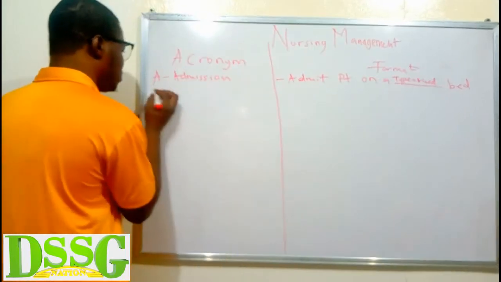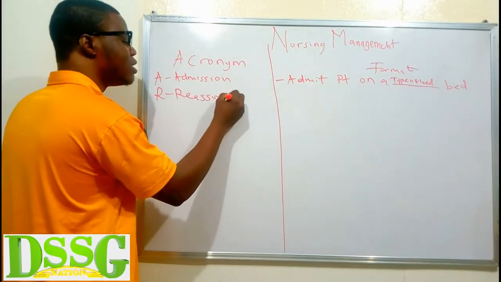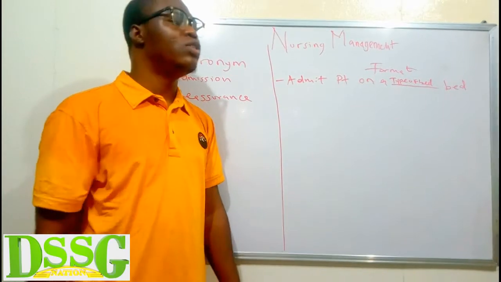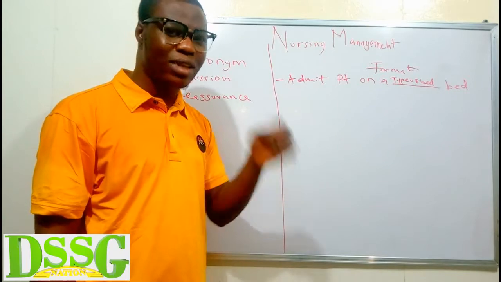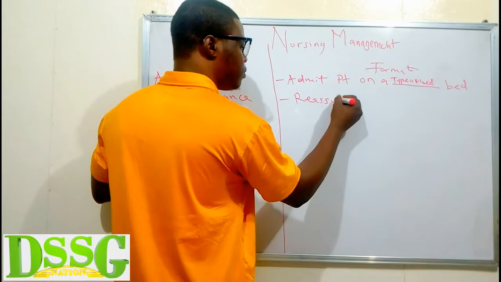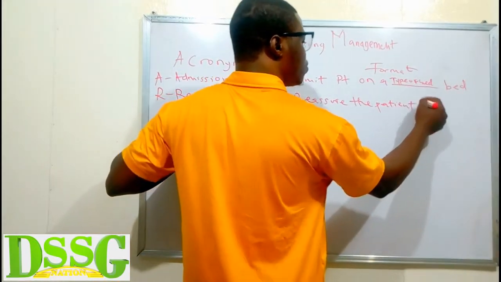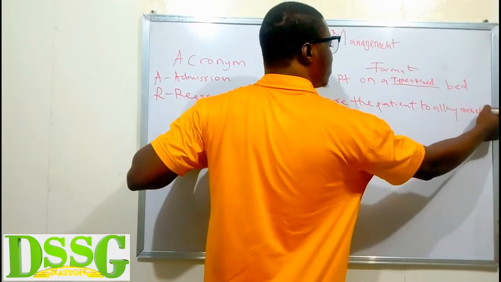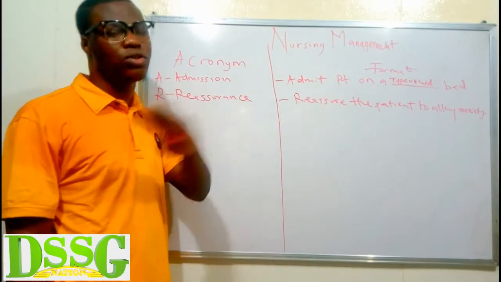Now the next one is R. The R is reassurance. This reassurance is constant throughout all the disease conditions. So even if you don't have this condition, that should not be a reason for you not to put it down. You must get that mark. It is: reassure the patient to allay anxiety and fear. So that is reassurance, and it is constant throughout all the disease conditions.